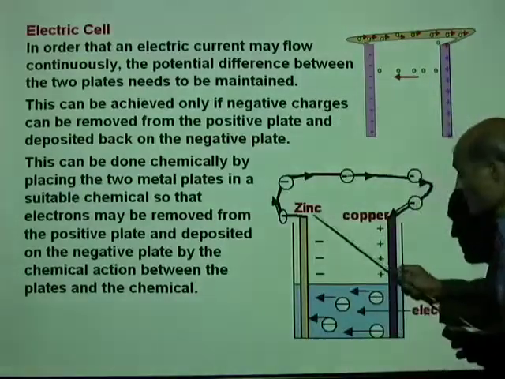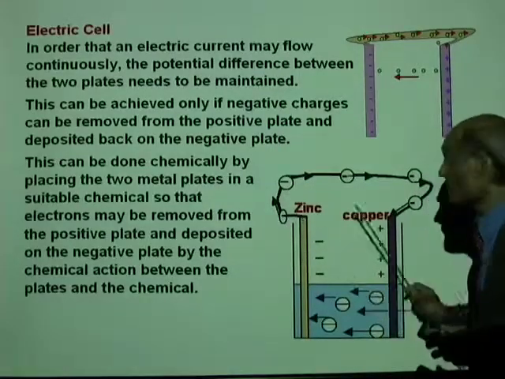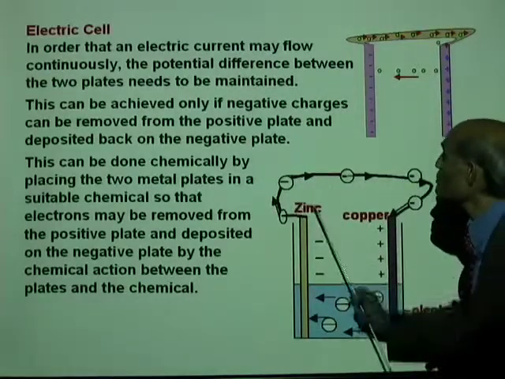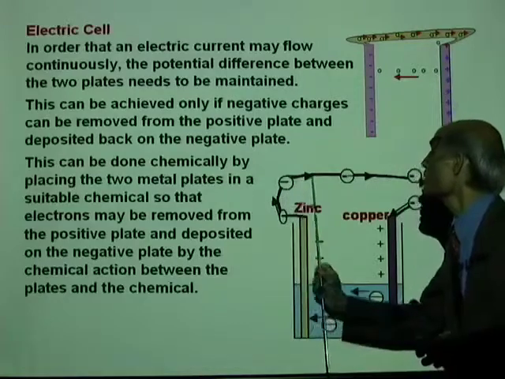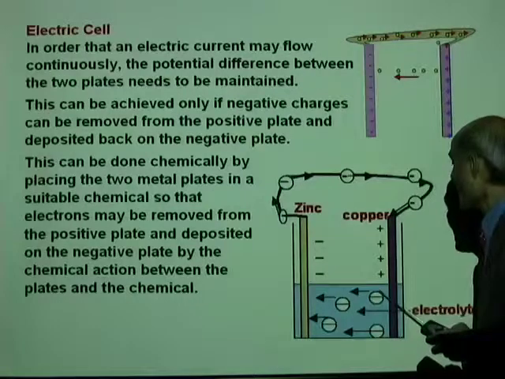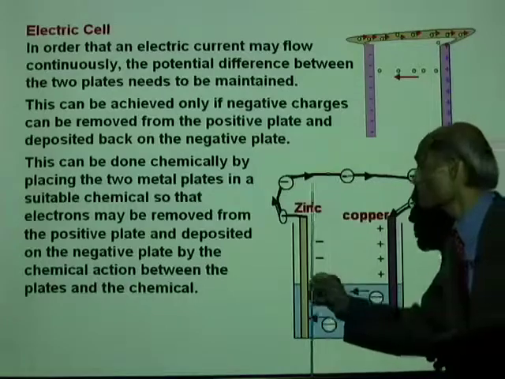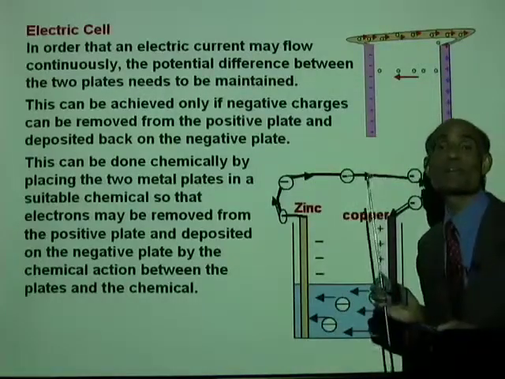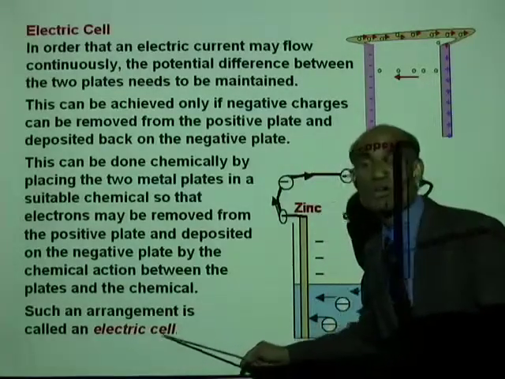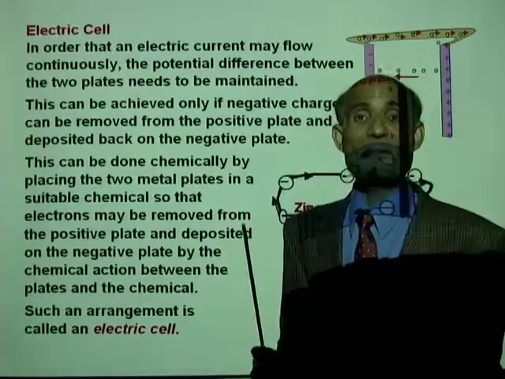Now, here is the situation I showed you. This is the zinc, that is the negative plate. Copper, that is the positive plate. When you connect them externally, negative charges will move from zinc to copper externally and from copper to zinc internally, so that the potential difference between the two electrodes is maintained. Now, such an arrangement is called an electric cell, which very often people call a battery.